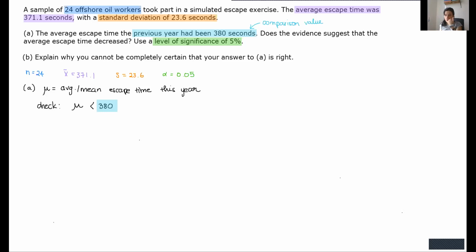Okay, so the 380 is from the year before, but it's all people. Yes, so it's like the estimate we have for last year for all people, so that's like the theoretical value from last year, and what we're trying to see is if the theoretical value for this year is smaller than that.